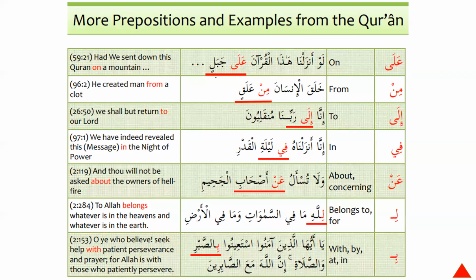Ala jabalin. I remember that in the beginning there was a bit of confusion: if after ala we have a common noun, an indefinite noun, what should the translation be? You can see the translation over here: on a mountain. Why do we have a mountain? Because it is ala jabalin. It can be any mountain. So Allah subhanahu wa ta'ala says, had we sent down this Quran on a mountain, law anzalna hadhal Quran ala jabalin la ra'aytahu khashi'an mutasaddi'an min khashyatillah.